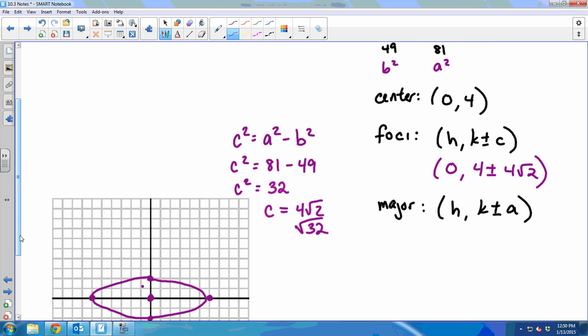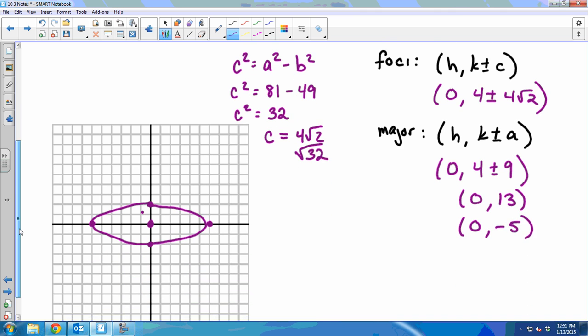So what is a? A is 9. So I have 0, and I have 4 plus or minus 9. So this will be a time I'd want to split them up and then actually do some math. So you get 0, comma, 13. And 0, 4 minus 9 is what, negative 5? Everyone knows where those came from. Everyone good with that?